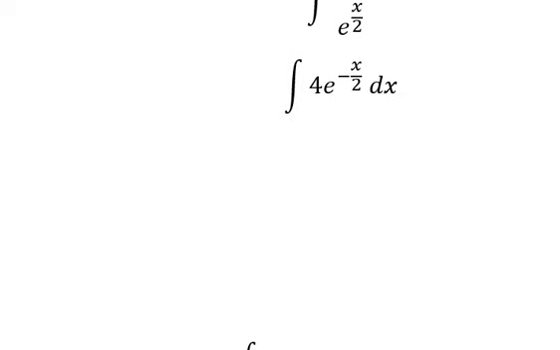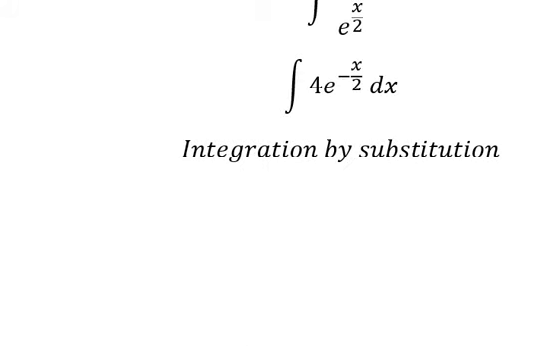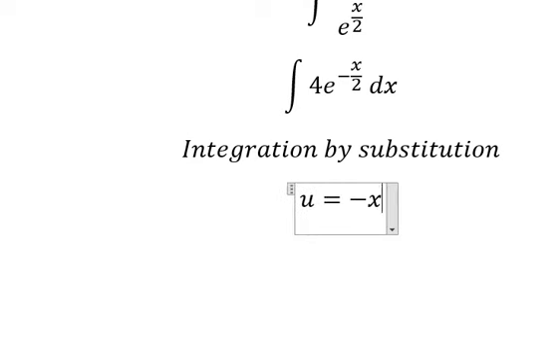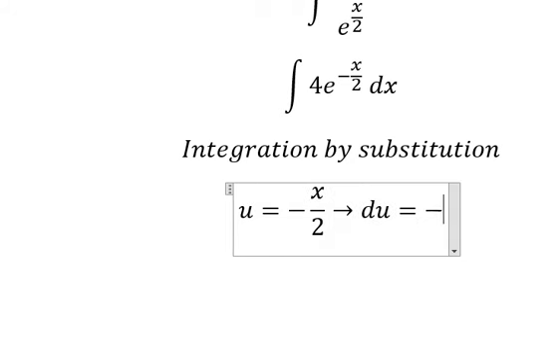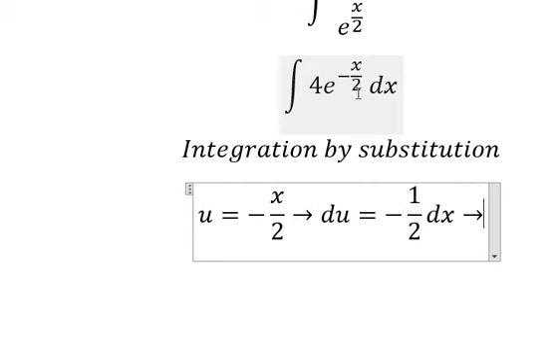Next, we need to use integration by substitution. So I will put u equals negative s over 2. Later we take the first derivative of both sides and you get du equals negative 1 over 2 ds. Because we don't have negative 1 over 2, we move this one to the left.